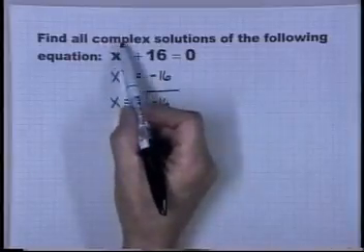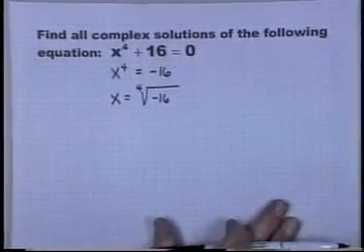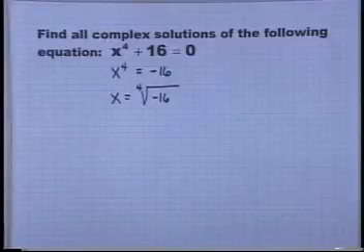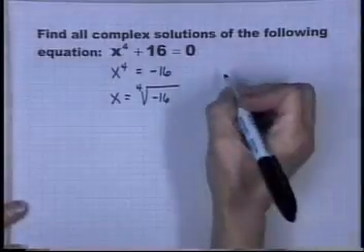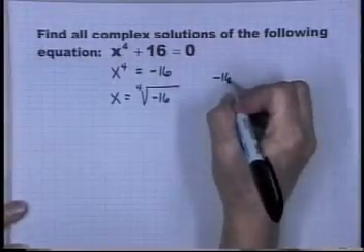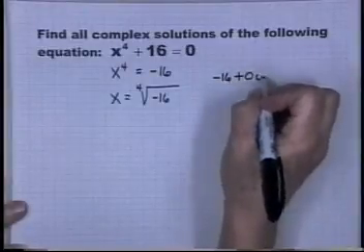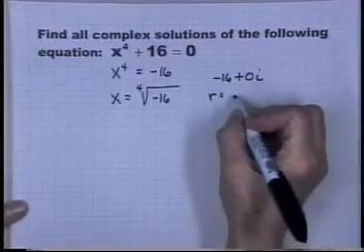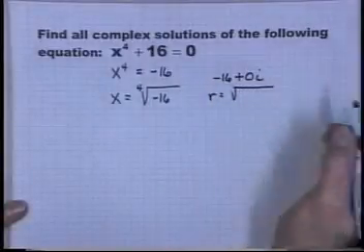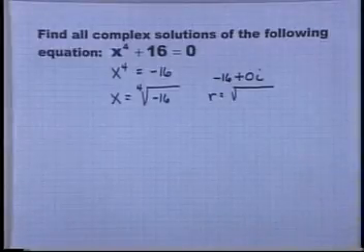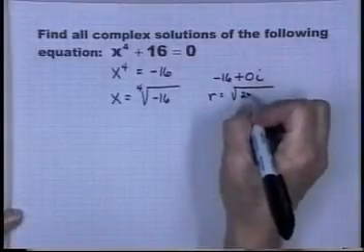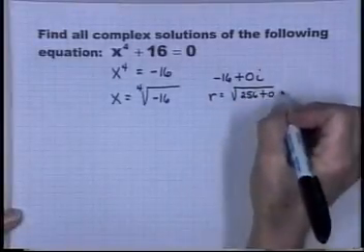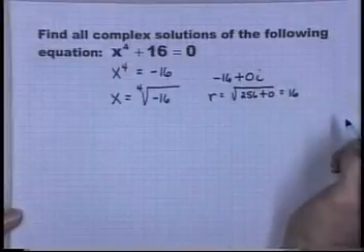Notice, find all complex solutions of this equation. We have just learned how to find roots of complex numbers. So let's think about this negative 16. Negative 16 is equivalent to negative 16 plus 0i. If I change this to trig form, r is the square root of, well, if I square negative 16, I get 256. And if I square 0, of course I get 0. Well, the square root of 256 is 16.